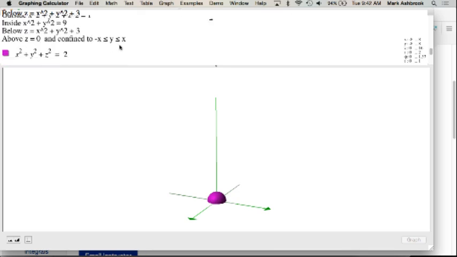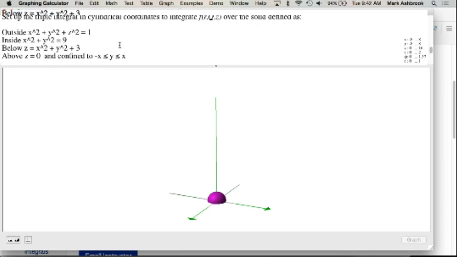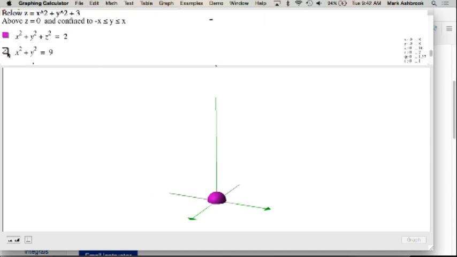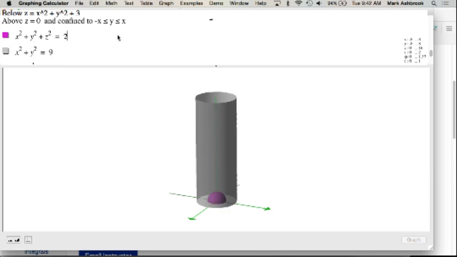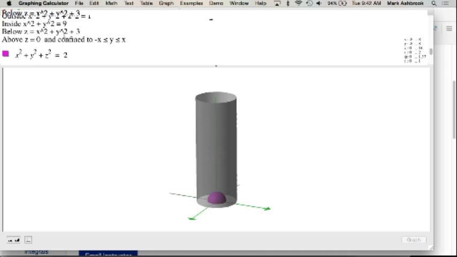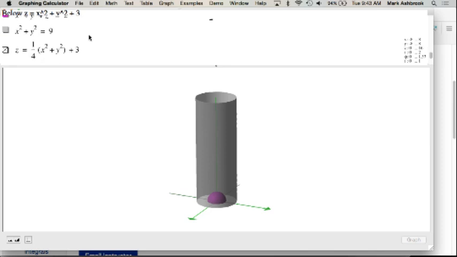Okay, you should. That first thing is what? Sphere. What's the next thing? Cylinder. Circular cylinder. Okay. What's the next thing? What's that thing? Z equals x squared plus y squared plus 3? Paraboloid, right? Paraboloid.